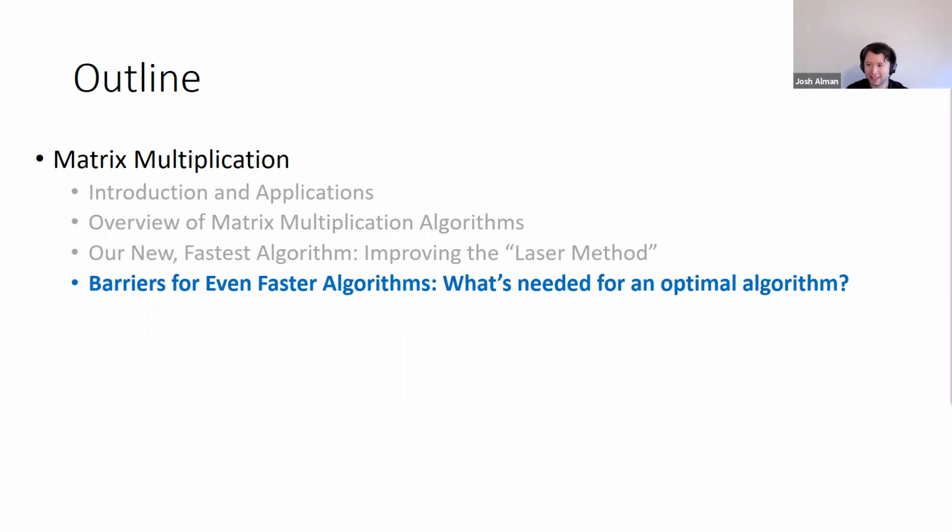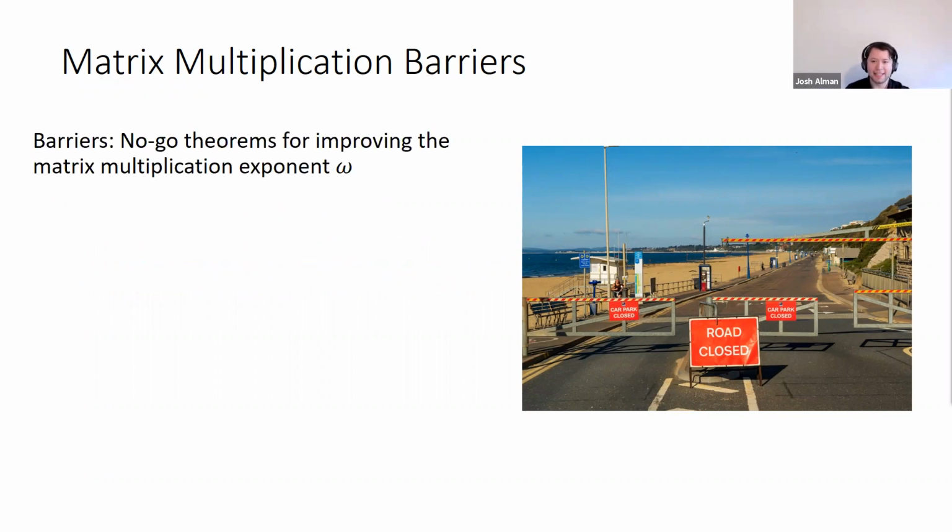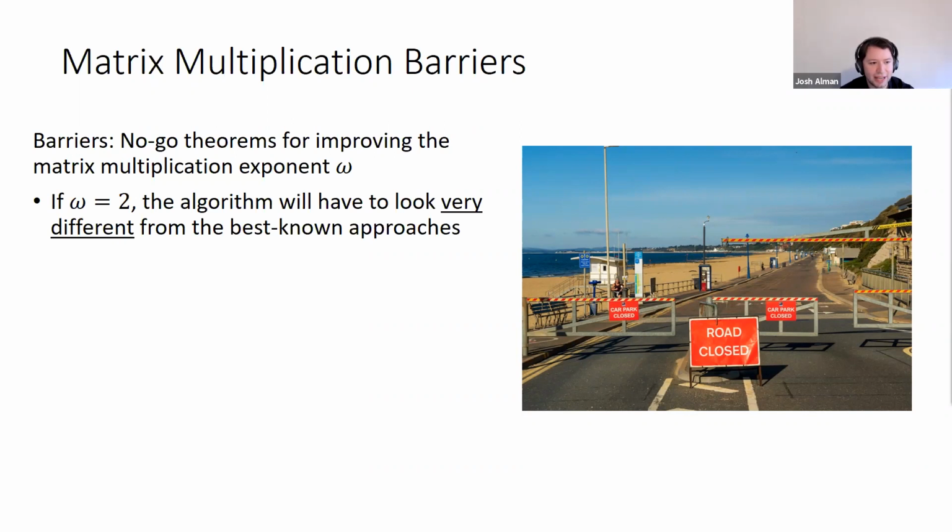algorithms for matrix multiplication. So if you haven't seen a barrier result before, these are kind of common, I think, in complexity theory. The idea is that, at least in this case, our barrier result is a no-go theorem for improving the matrix multiplication exponent omega. So what we show is that if omega is equal to 2, which is popularly conjectured, then the algorithm to achieve that has to look very different from the current best approaches to designing matrix multiplication algorithms.